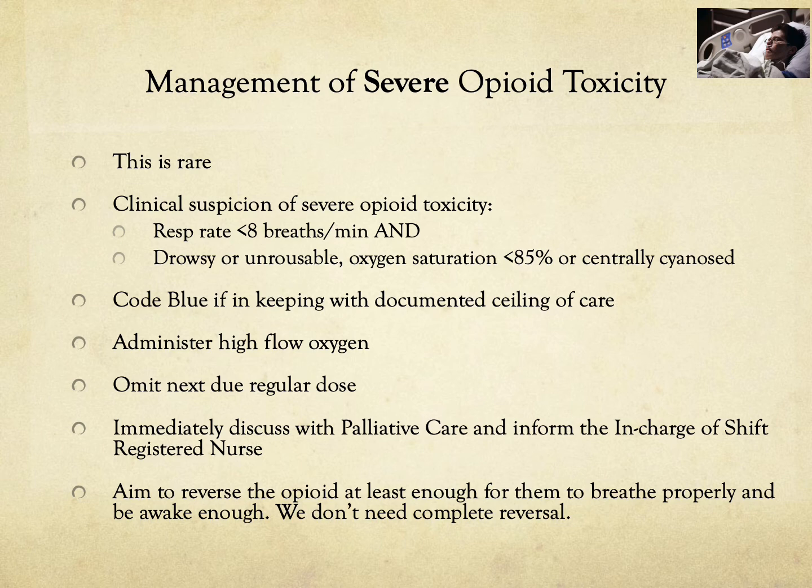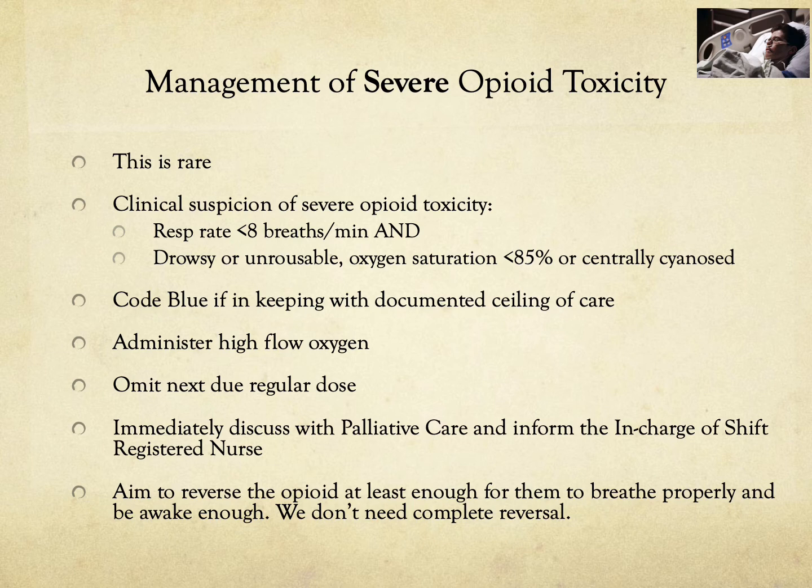Severe opioid toxicity requiring naloxone is rare. Clinical suspicion is if the respiratory rate is less than 8 breaths per minute, and if some of the following are also present: the patient is drowsy or unrousable, oxygen saturation is less than 85%, or the patient is centrally cyanosed. This is a code blue if in keeping with the documented ceiling of care. Administer high-flow oxygen, omit the next regular dose, and immediately discuss with palliative care and inform the in-charge registered nurse.